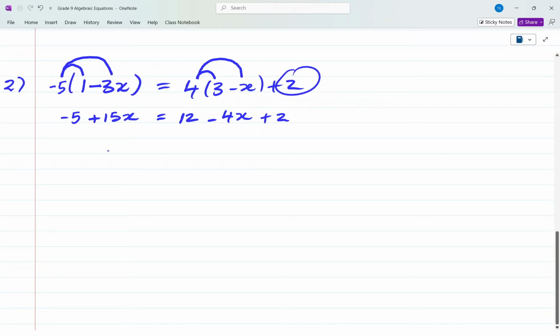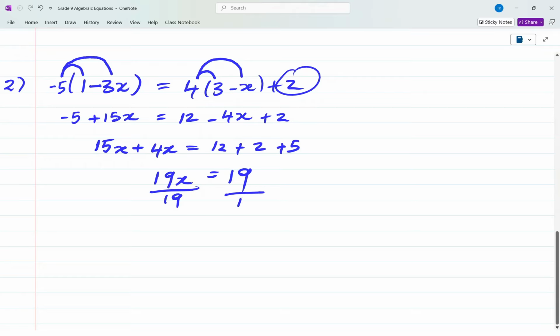Numbers which are containing x on one side, numbers which are not containing x on the other side. And then you are going to have now 15x plus 4x. I hope you guys can see, and I hope you understand why I got positive 4x. And then on the right hand side, you have 12, and then you have positive 2, and then you have positive 5. All right. Now you're going to say 15x plus 4x is giving you 19x. And then 12 plus 2 plus 5, this is also giving you 19. And then you divide by the number next to x, which is 19 in our situation.